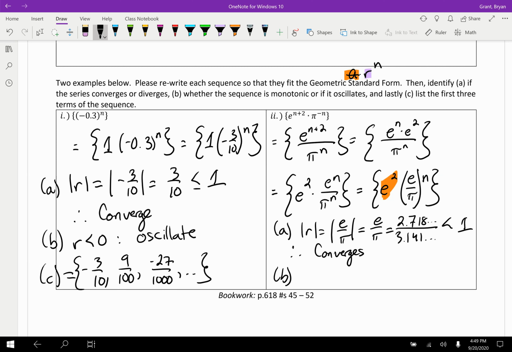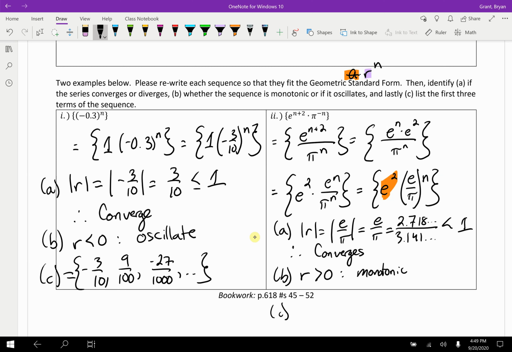Part B, is this going to oscillate? Are the signs going to bounce back and forth? Well, I don't think so. I think our ratio e over pi is definitely greater than 0, which means our sequence is going to be monotonic. That means when we multiply by e over pi over and over again, our values are just going to stay positive and decrease because we're multiplying by approximately 2/3, which means they get smaller every time.